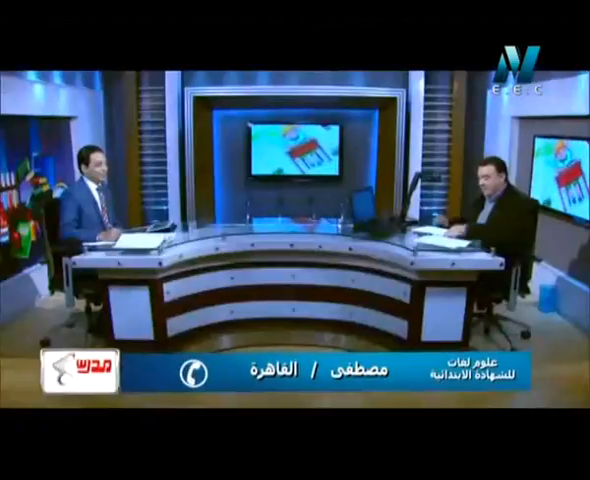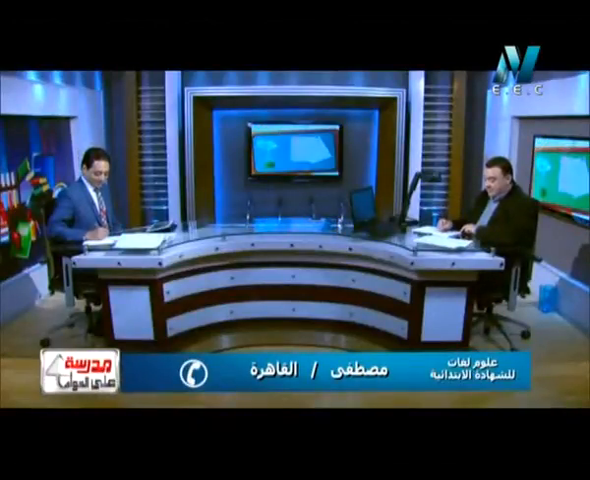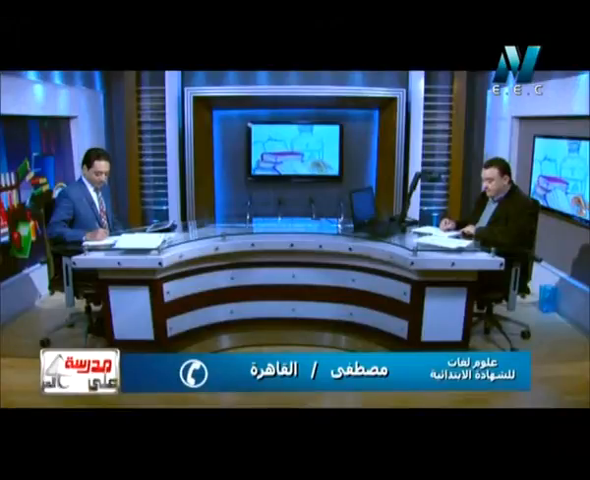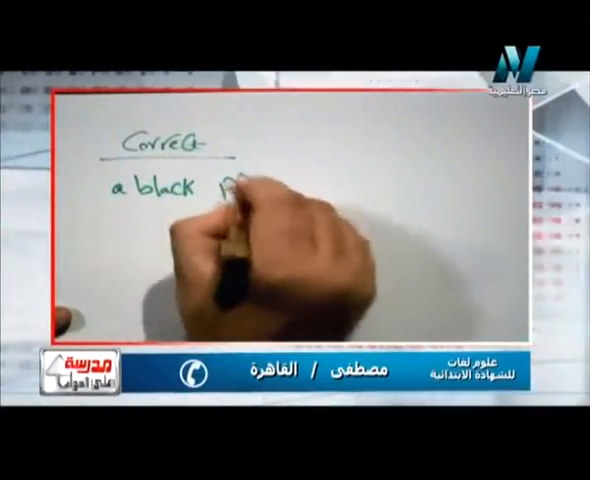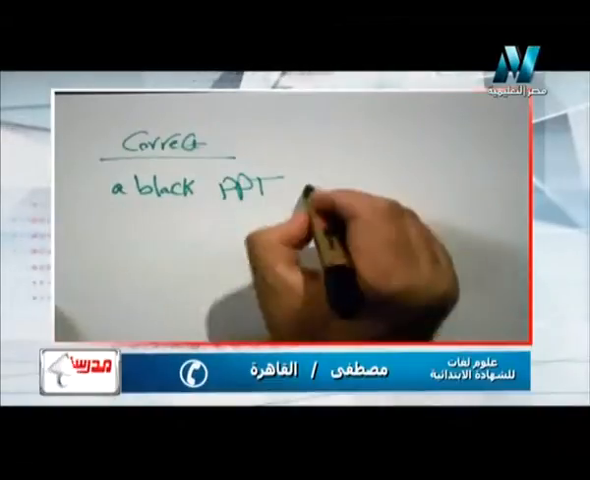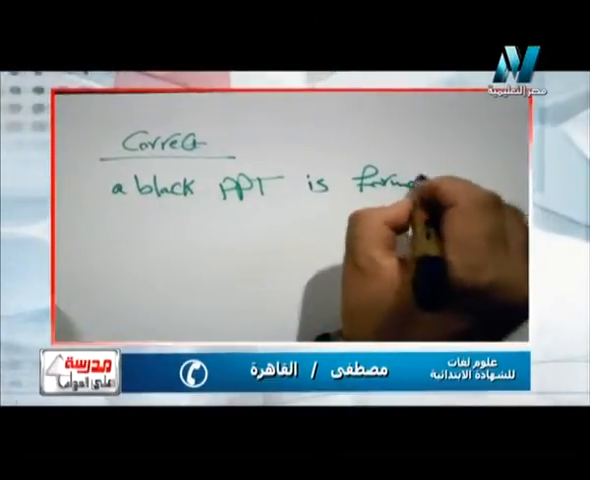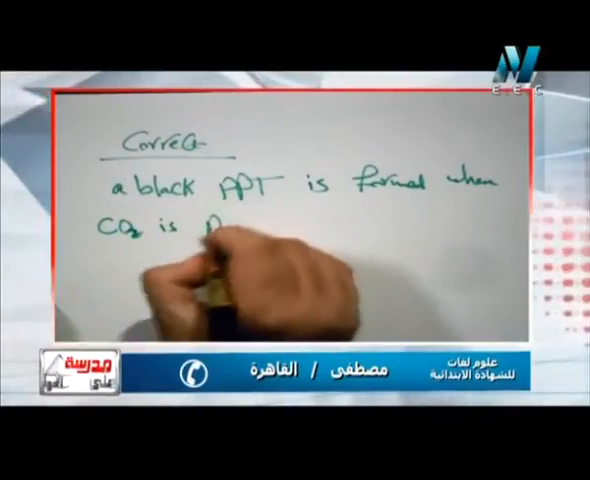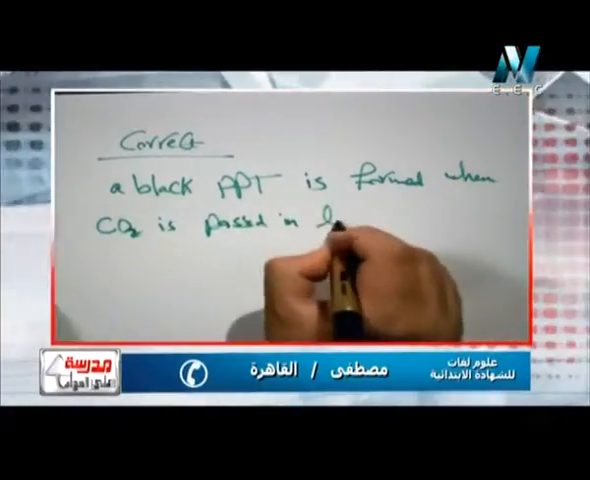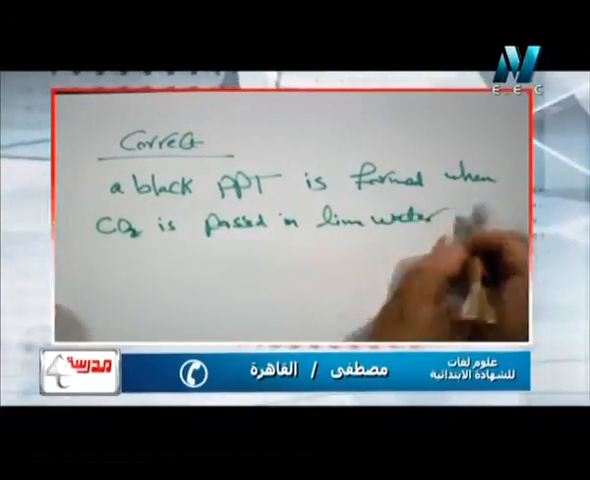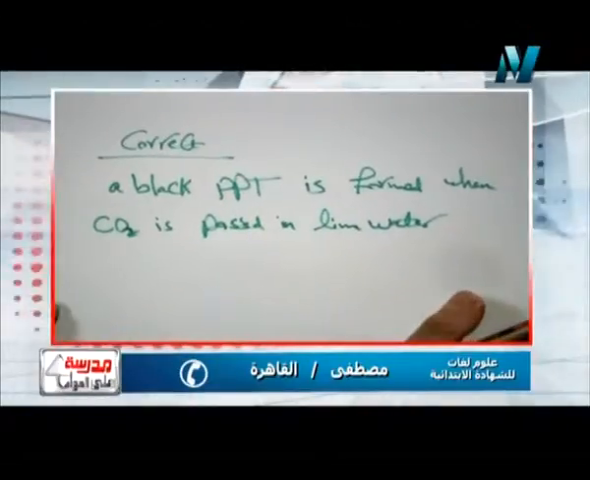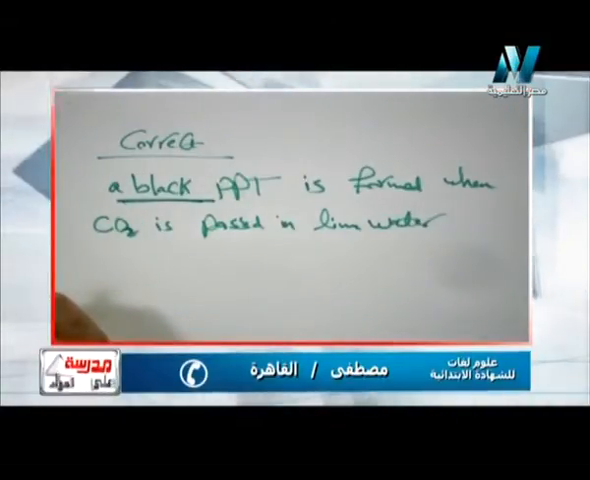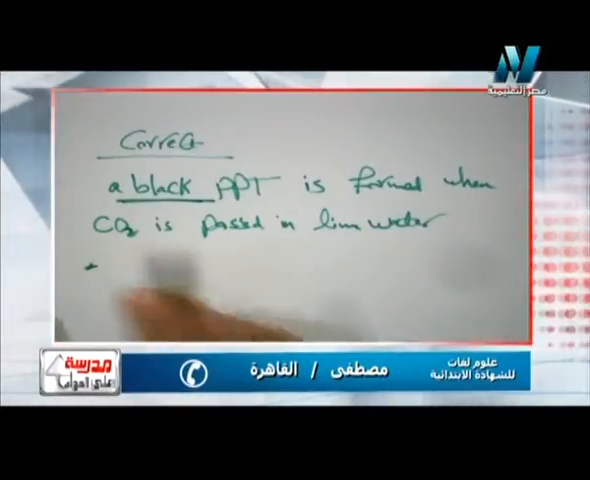Third question. Correct the underlined word. Okay, Mustafa. A black precipitate is formed when carbon dioxide is passed in lime water. I think, Mustafa, you can correct the color of the precipitate. This wrong word, black precipitate. Okay? Another question, Mustafa? What type of question?